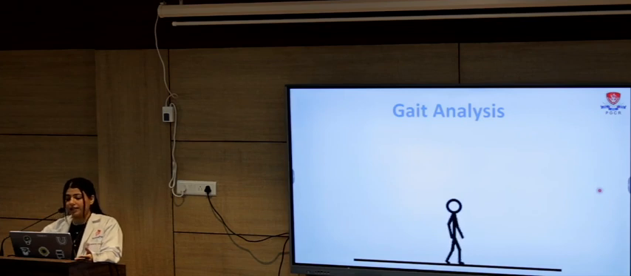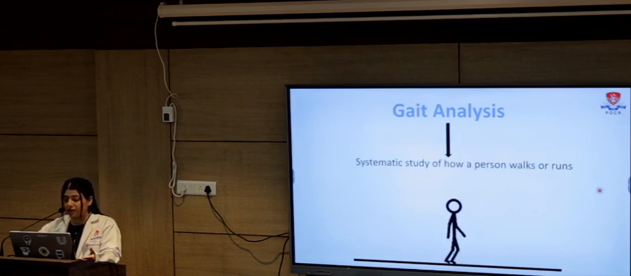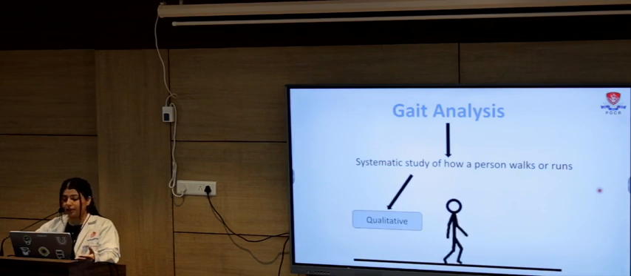In sports, gait analysis is used to evaluate an athlete's walking, running mechanics to detect abnormalities or inefficiencies that could lead to injury or impair performance. Gait analysis can be done qualitatively, done through visual observation, or quantitative, that is done with motion capture, force plates, and pressure sensors.